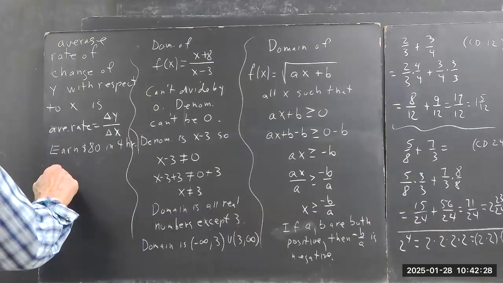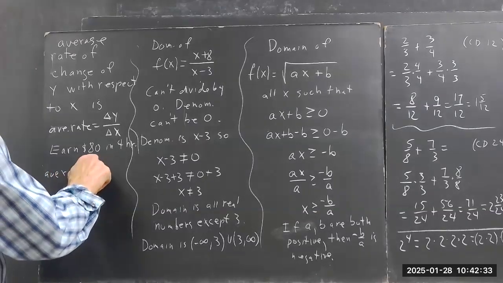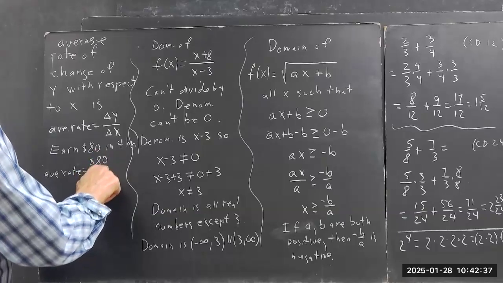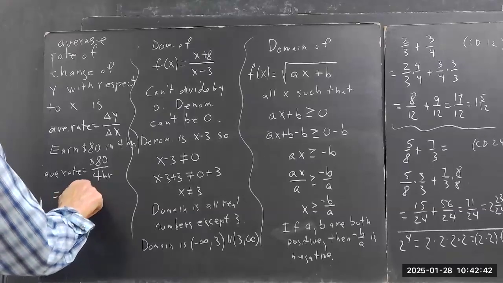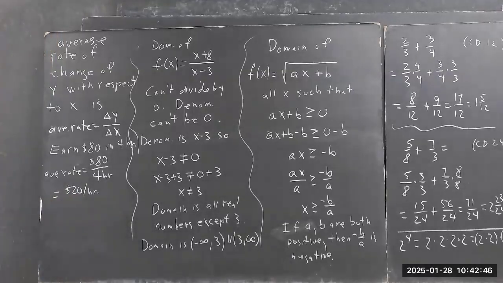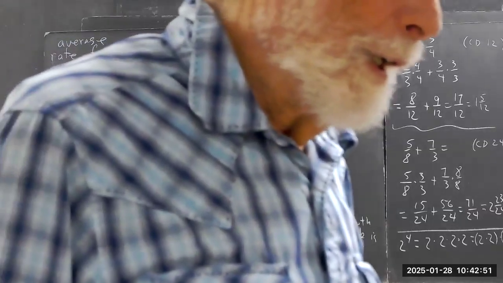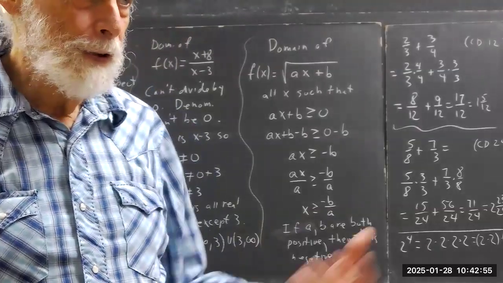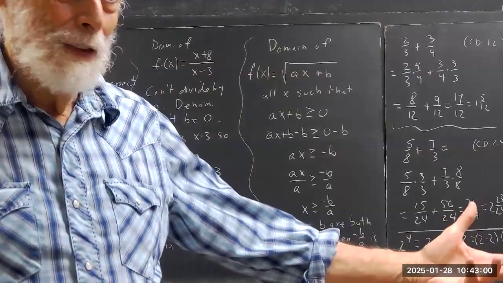You earn $80 in 4 hours. We write that as $20 per hour, right? That's a really easy calculation. And I could ask, if you're making $25 an hour and work for 6 hours, how much money do you make? That's easy too, right? That's the easiest one.